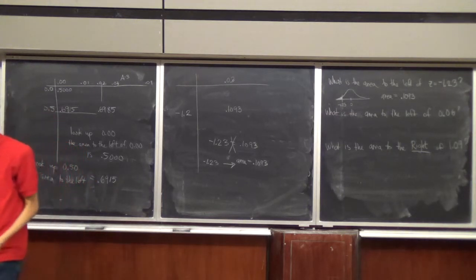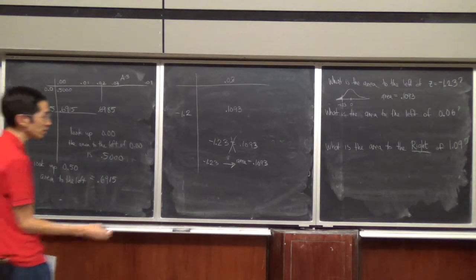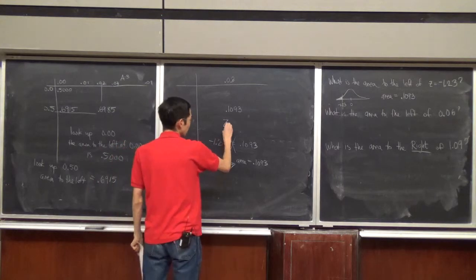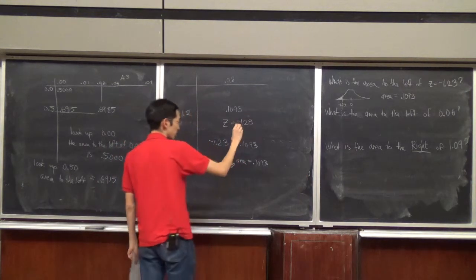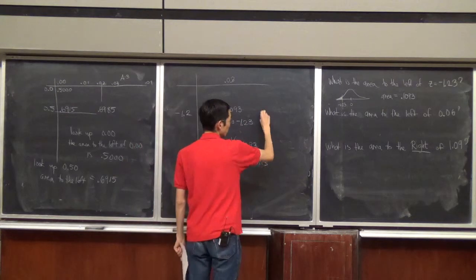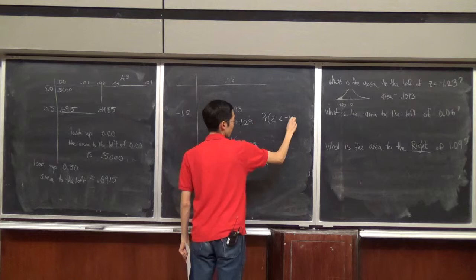You write z-score equals? So you can say z is equal to negative 1.23. So the z-score is equal to negative 1.23. But then you would have to write probability that z is less than.